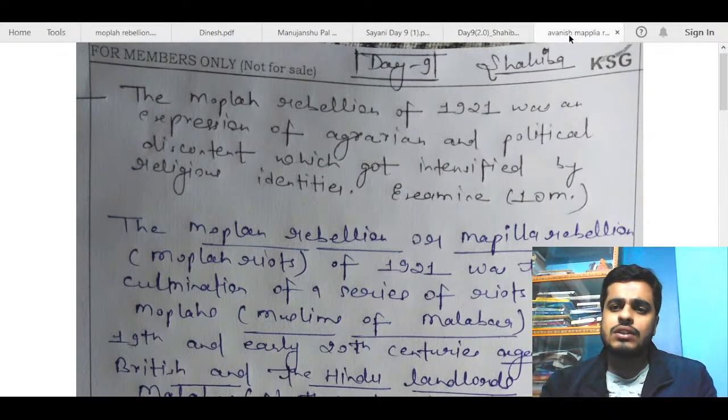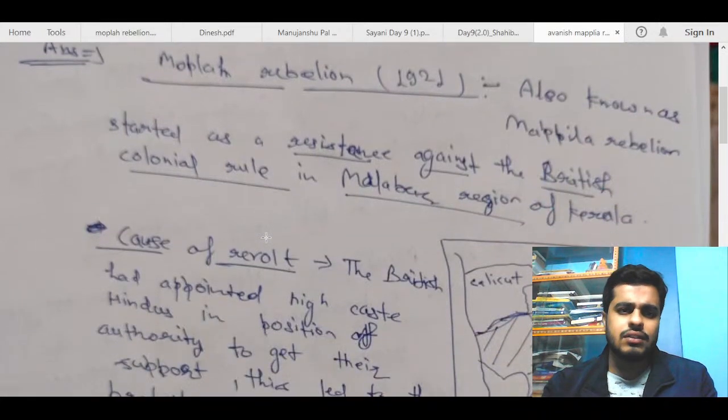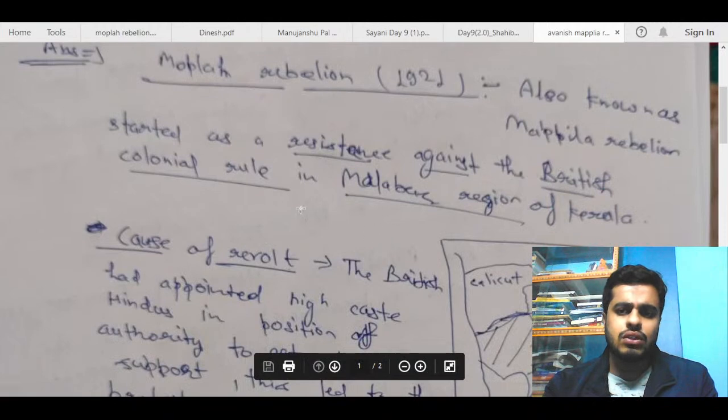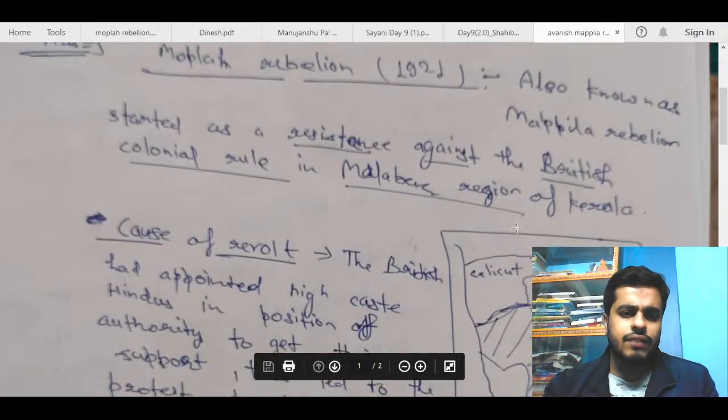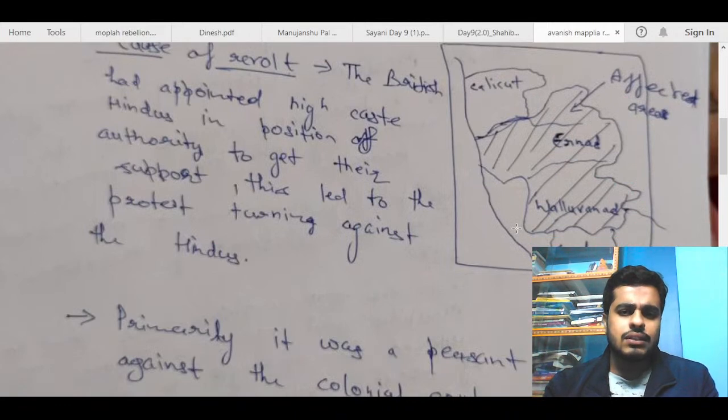Next, we move to Avnish's copy, also known as Moplah Rebellion. This is fine. Okay, so he has drawn a map. That is good. British colonial rule in Malabar. Okay, fine. Cause of revolt. British had appointed high caste Hindus in positions of authority to get their support, this led to protest.